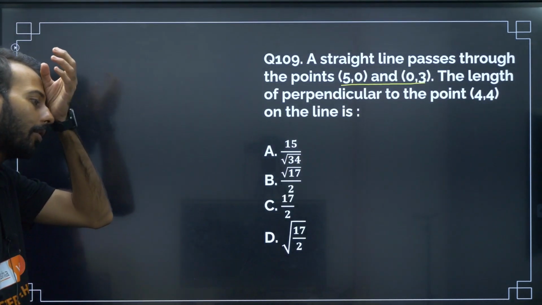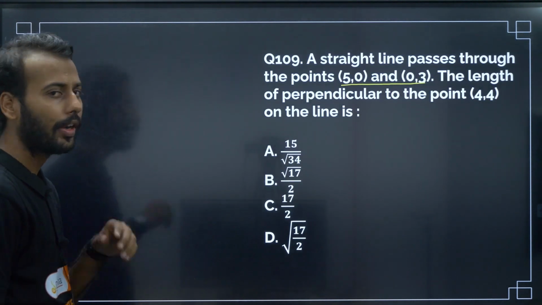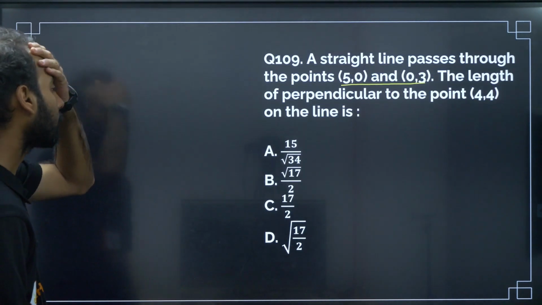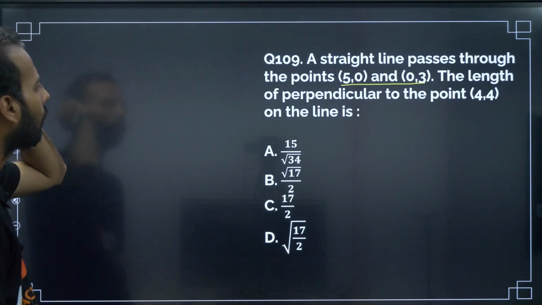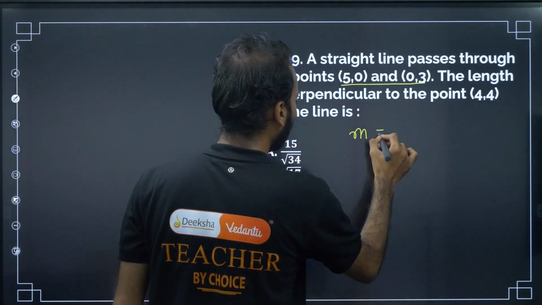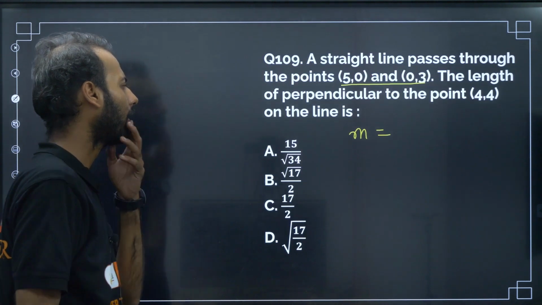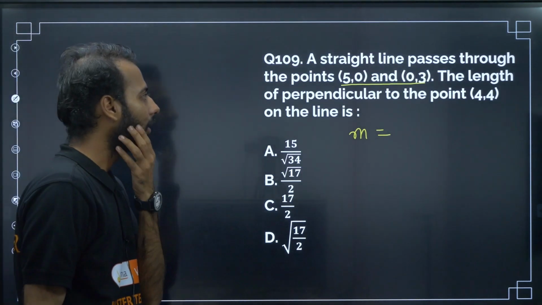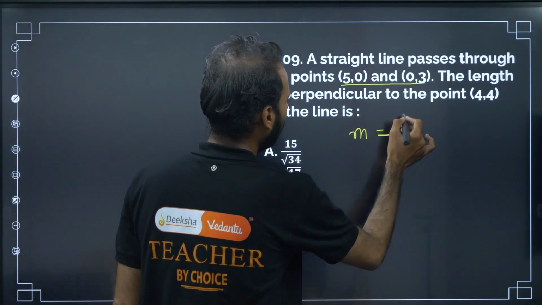Whenever 2 points are given, how to find the equation of a straight line? To find the equation of a straight line when 2 points are given, first you find the slope, or else you can use the 2-point form also. There are various ways to find the equation. So let me find the slope.